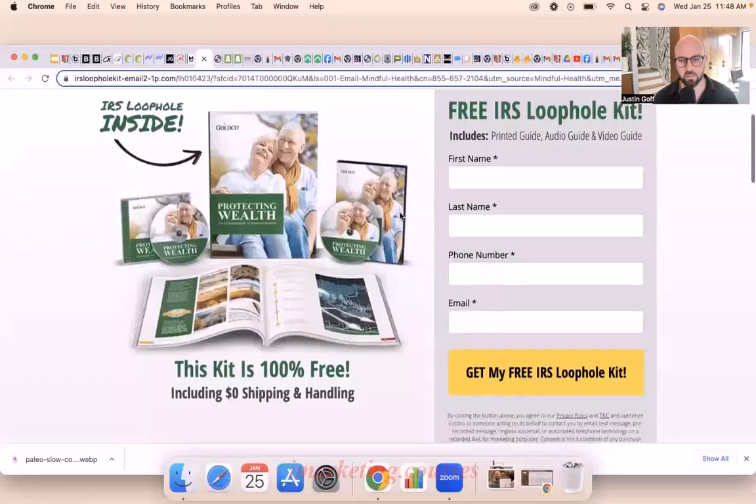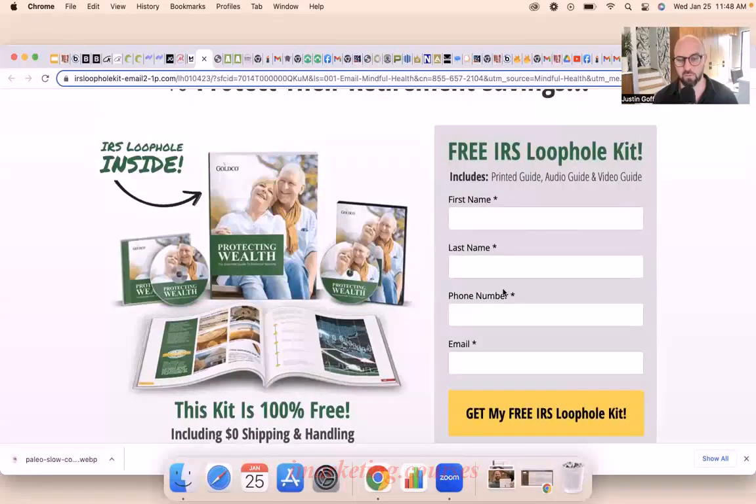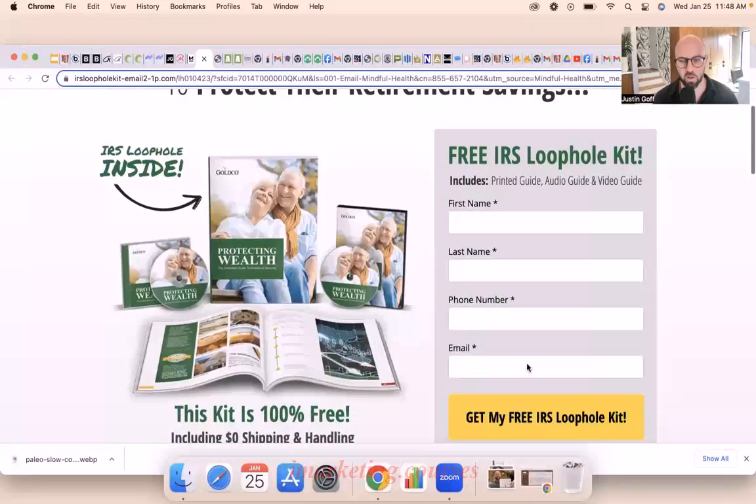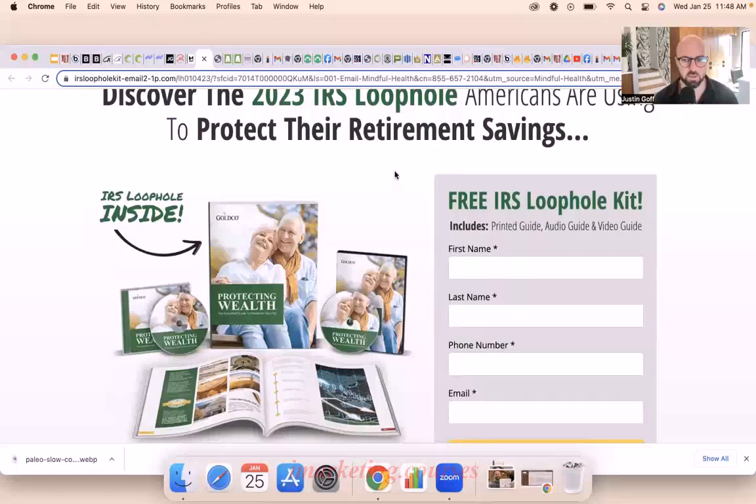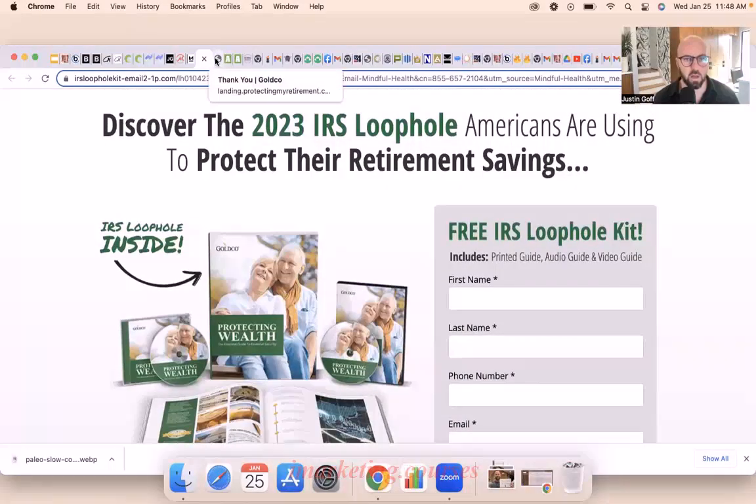Really good opt in here. They ask for a lot of information. So they're asking for phone number, email, all that, which is obviously harder to get, but that's a much more committed person if you get all that info. And if you can get them on the phone, you've got a much better chance of selling them.